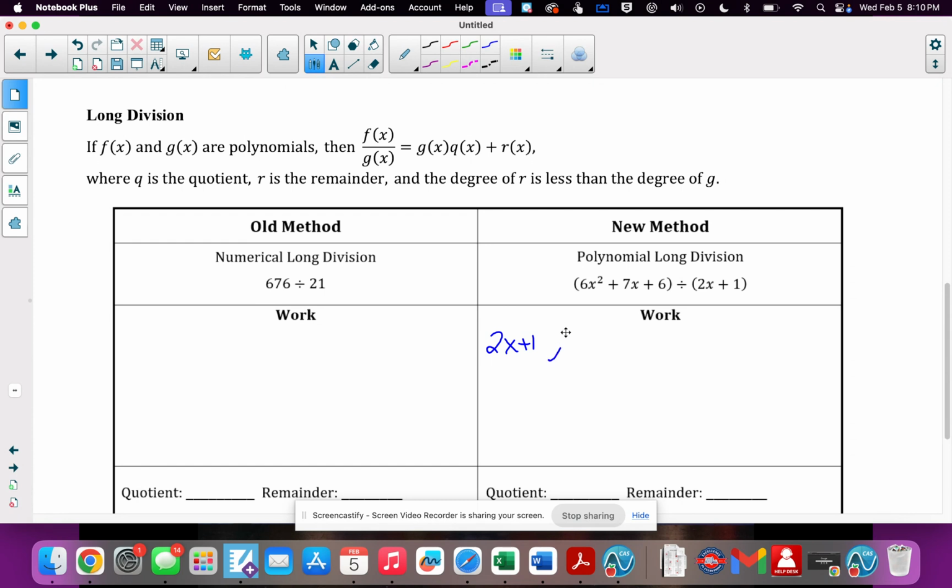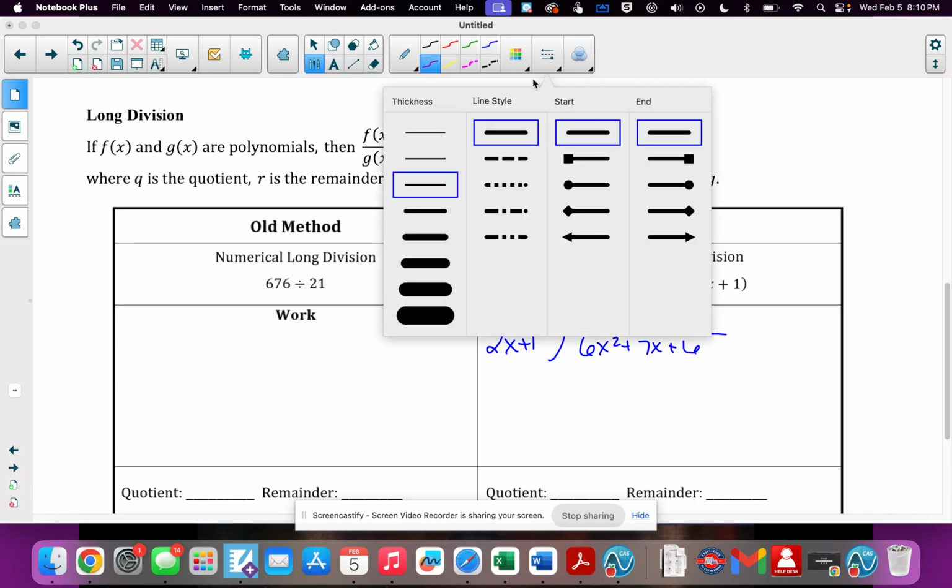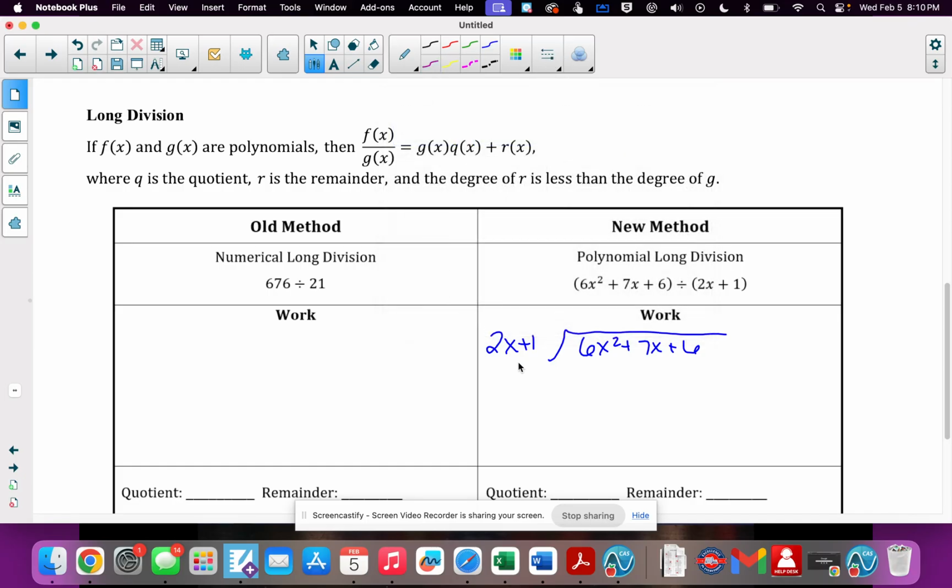2x plus 1, 6x squared plus 7x plus 6. Yay, no missing pieces. We don't have to put anything in. That's good. All right, so remember, first term by first term, 6x squared divided by 2x is going to give me 3x. Okay, multiply it back out. First term's always going to cancel back out. Plus 3x, we are subtracting. 7x minus 3x is 4x. Carry down the next number, plus 6.